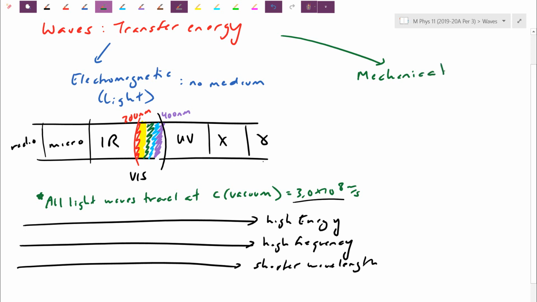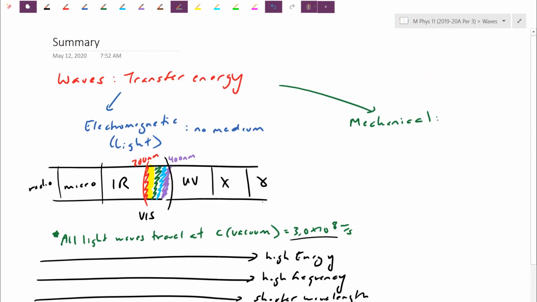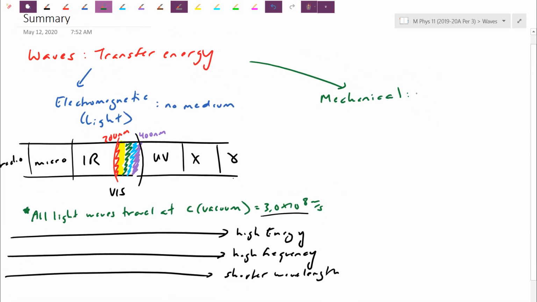For a mechanical wave, these ones do require a medium. That's the key difference. So light can travel through a medium, no problem, but it doesn't need it, whereas mechanical waves definitely require a medium. So we can categorize mechanical waves also as two types. We can call mechanical waves either transverse waves. I picture here a transverse wave.